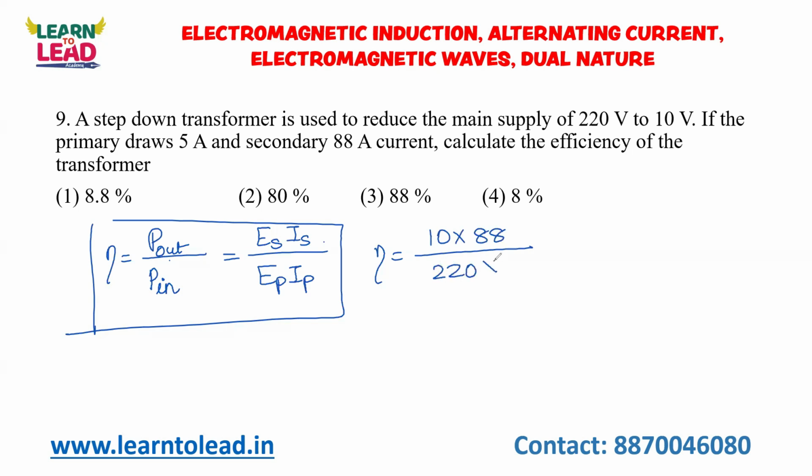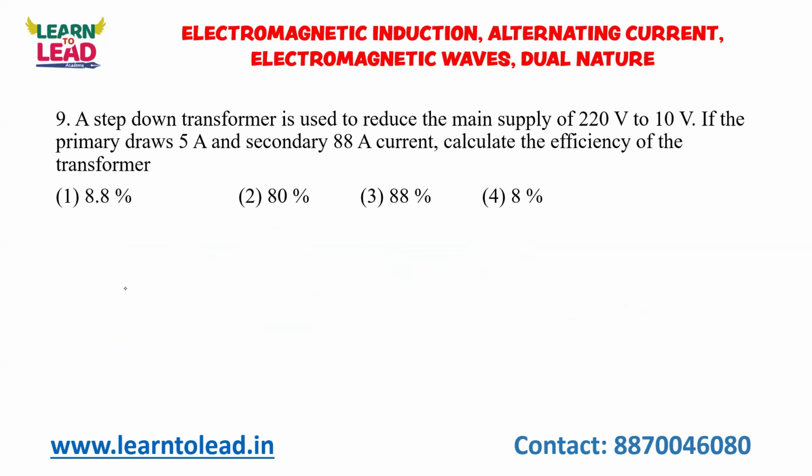divided by 220 into 5. Okay, so the zeros we can cancel. 22 1 times, 88 4 times. So 4 by 5 is 0.8. 0.8 is nothing but 80%. When they ask in terms of percentage, we can multiply by 100. So we should know what the formula of the transformer is. The transformer's efficiency formula is output by input power. Power is VI, that's all, right? So the primary acts as the input and the secondary acts as the output.